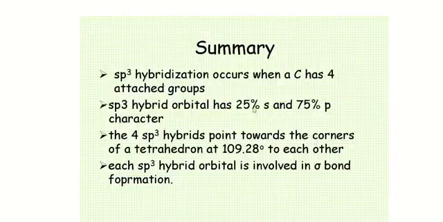The summary of sp3 hybridized orbitals is: sp3 hybridization occurs when a carbon has 4 attached groups. sp3 hybridized orbitals have 25% s and 75% p character. The 4 sp3 hybridized orbitals point toward the corners of the tetrahedron at 109.28 degrees to each other. Each sp3 hybridized orbital is involved in sigma bonding.